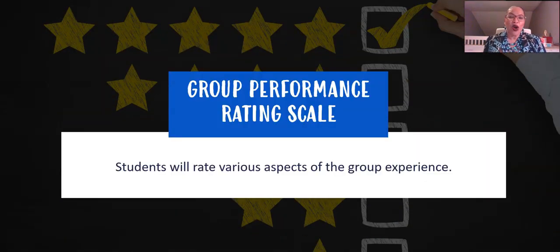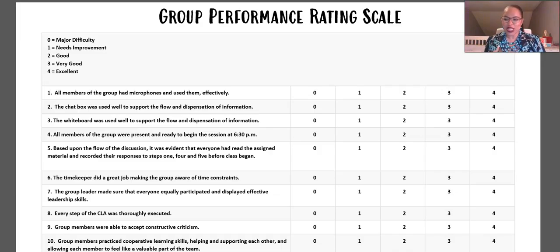Okay, so the first part of the reflection process is what I call the group performance rating scale. And in this process, the students are going to rate various aspects of the group experience. Okay, so here we go with the group performance rating scale. Now, I know you're like, wow, that's a lot on the screen, but I had to have this here with you because I'm going to demonstrate for you what happens.